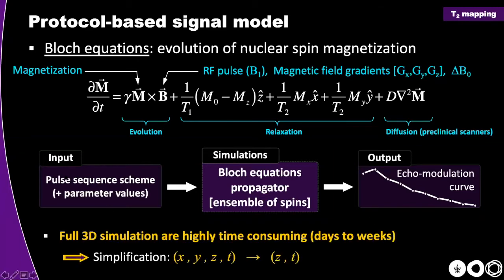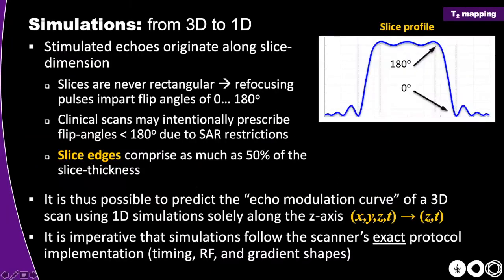Now, full 3D simulations of a pulse sequence are very, very time consuming. They can take days to weeks. And one of the main things to do in order to be able to simulate these is to reduce dimensionality. Instead of simulating along three dimensions and time, we're simulating only along the third slice dimension and time. And the reason we can do that is the same reason that we get this echo modulation curve and not exponential. What do you mean?